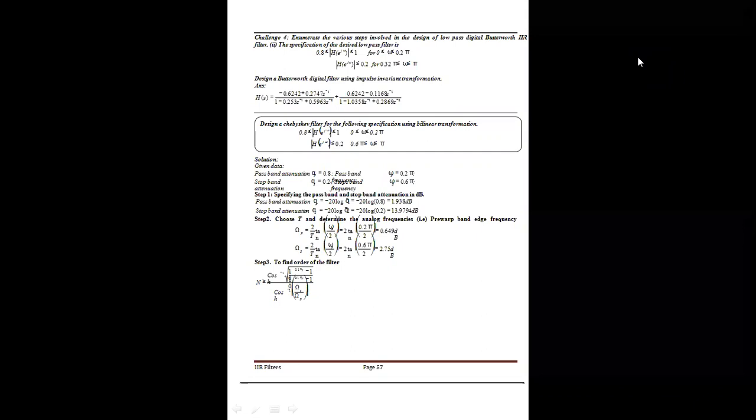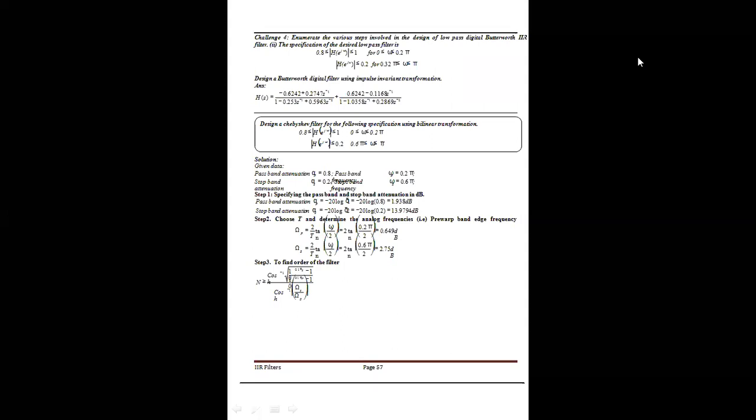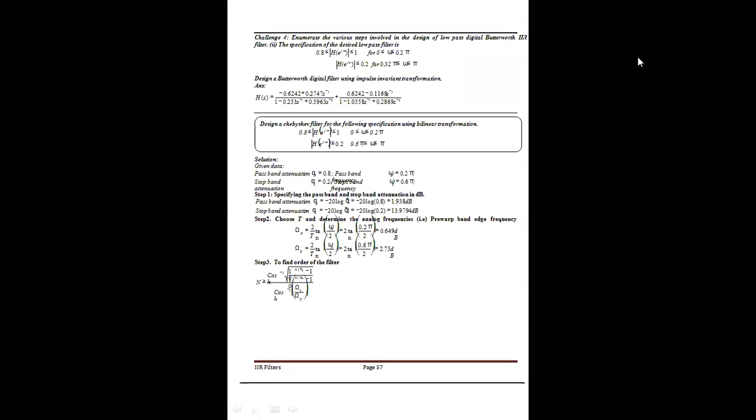0.8 should be less than or equivalent to modulus of H of e power j omega, which is less than or equivalent to 1. The limit will be varying from 0 to 0.25, and H of e power j omega is less than or equivalent to 0.2. The limit will be varying from 0.65 to pi. Okay, so let me have the given data.